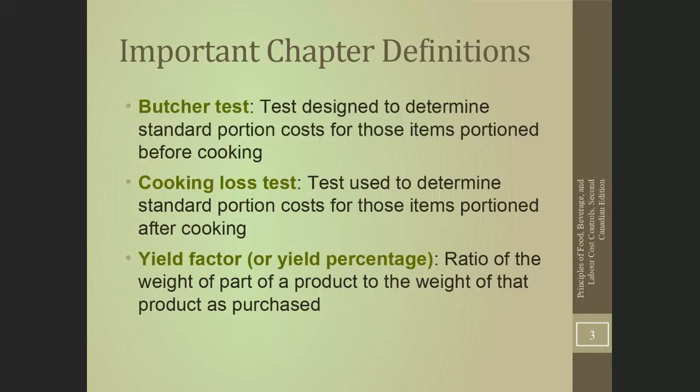The first one is a butcher test. A butcher test is pretty much a form, or almost a worksheet, if you will, that we use to determine the standard portion cost for products that are portioned before cooking. What are some examples of products that we would portion before we cook them?